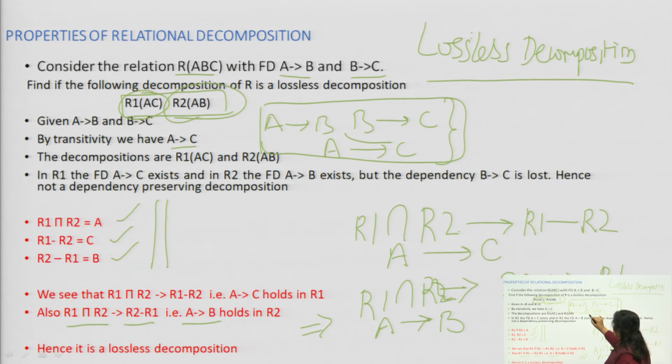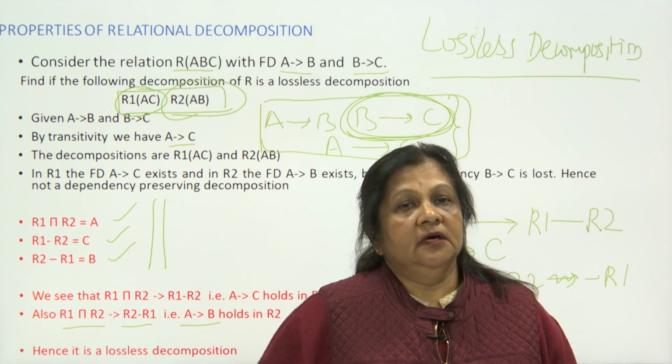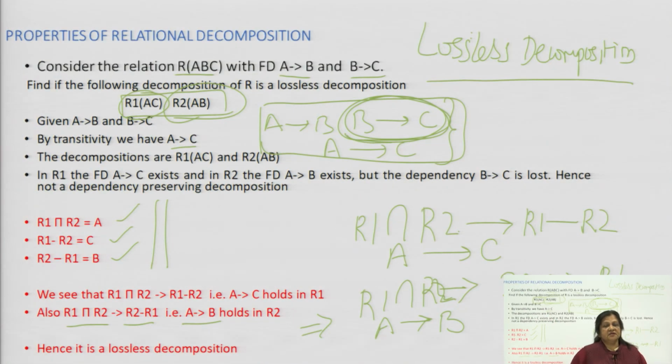But please see this, that this is not a functional dependency preserving decomposition, because the functional dependency B to C is lost in this decomposition. So, this is how we will take up the decomposition of relations and check whether it is a dependency preserving decomposition, a lossless decomposition, or an attribute preserving decomposition, where attribute preserving decomposition and lossless decomposition are mandatory properties. Dependency preservation is not a mandatory property.